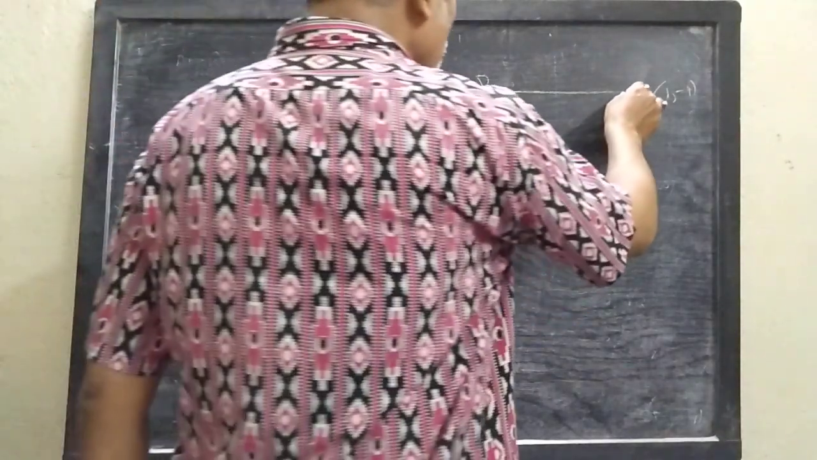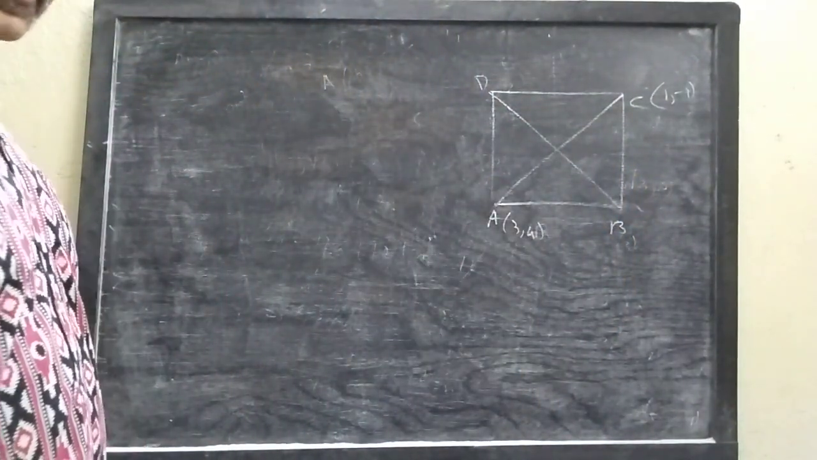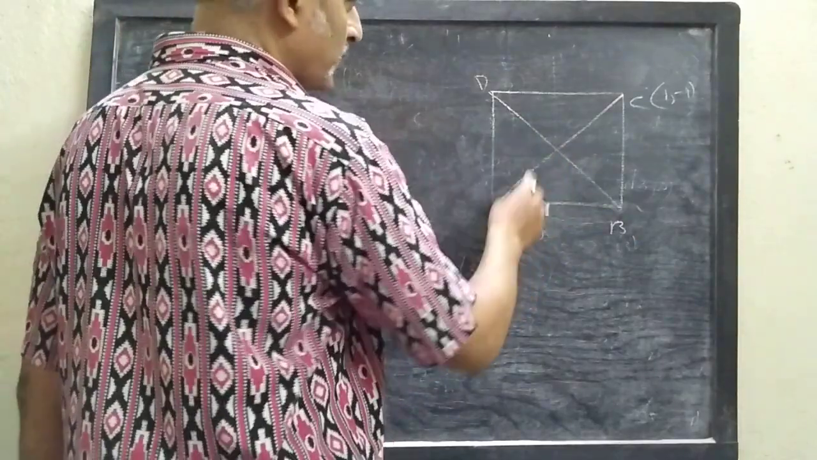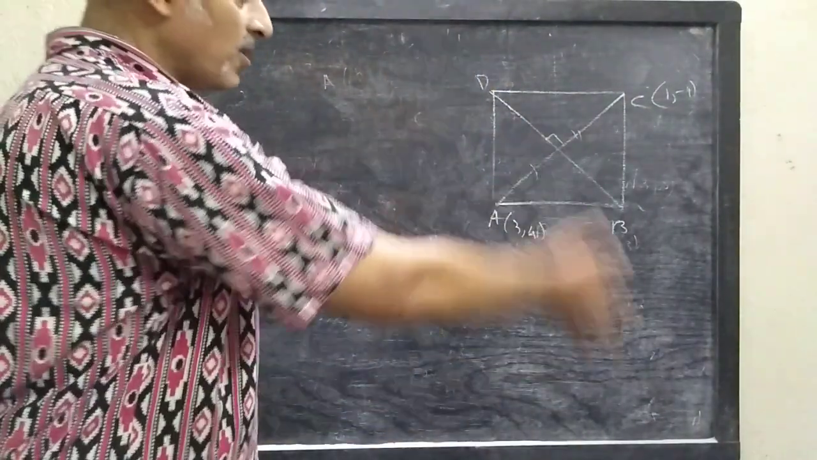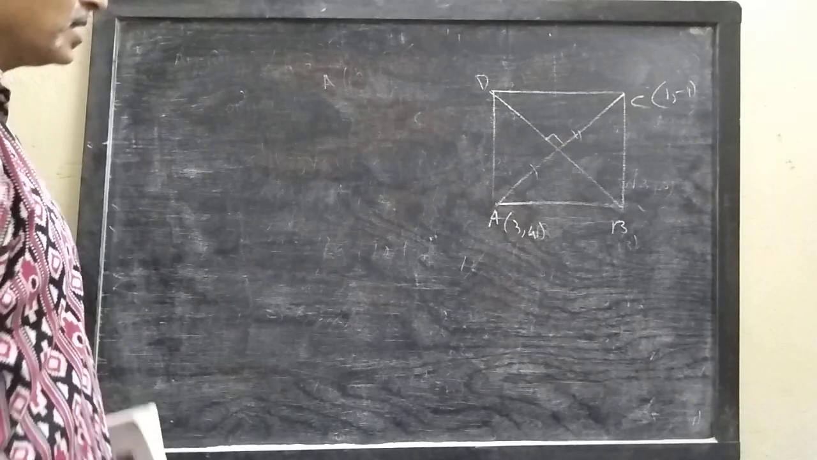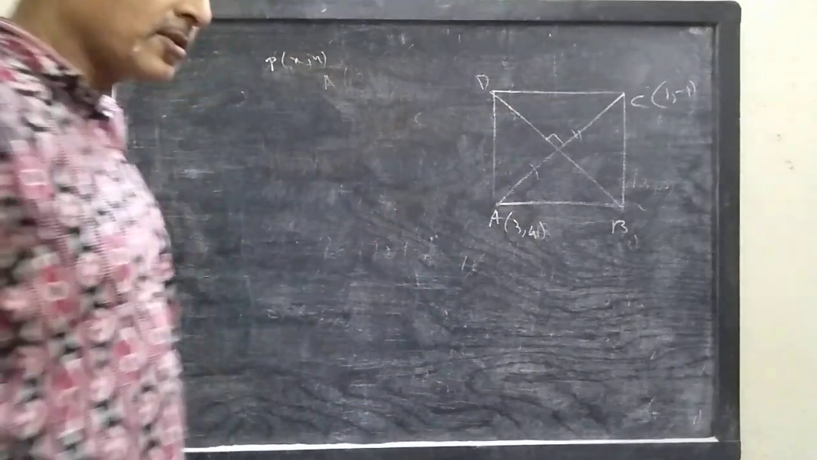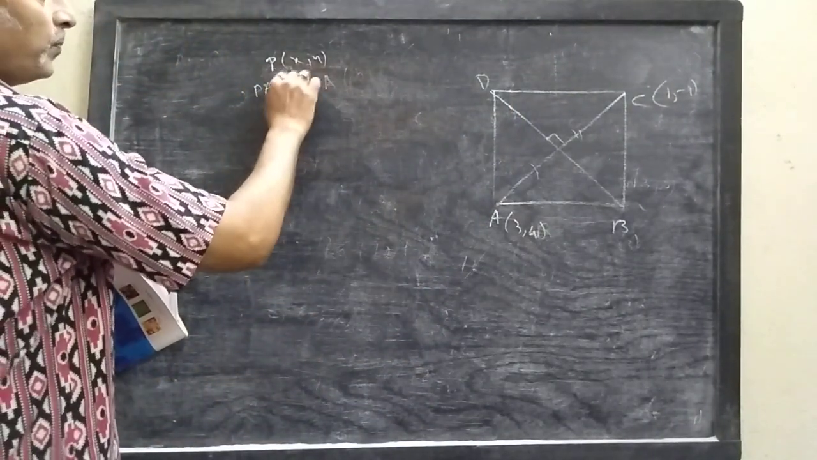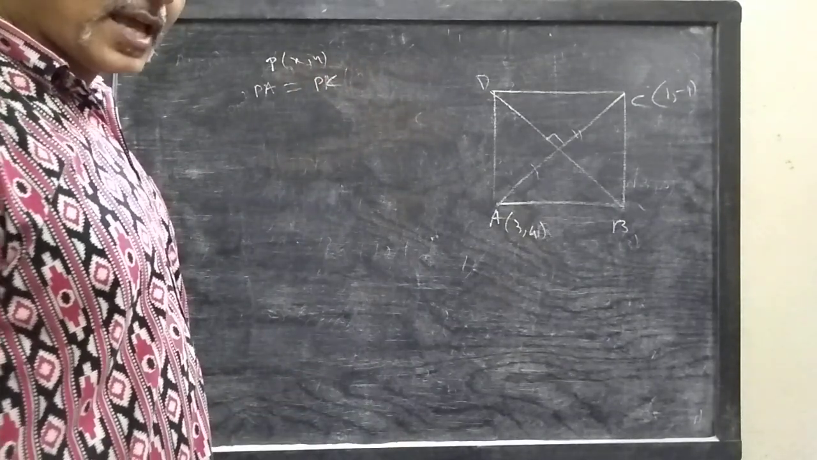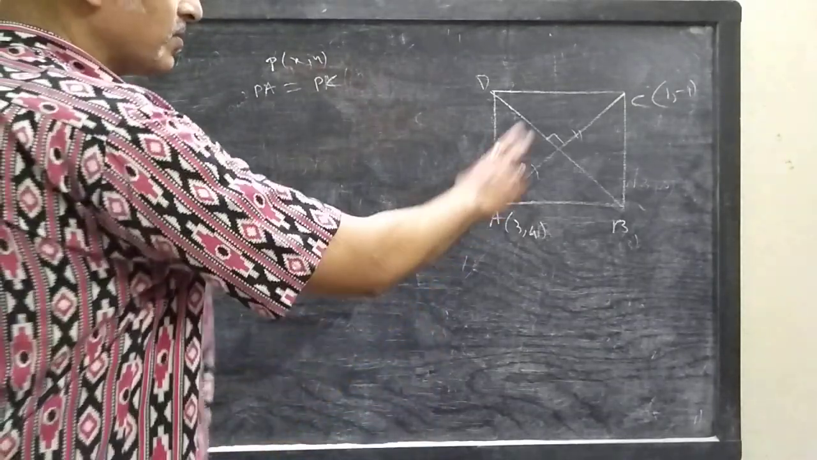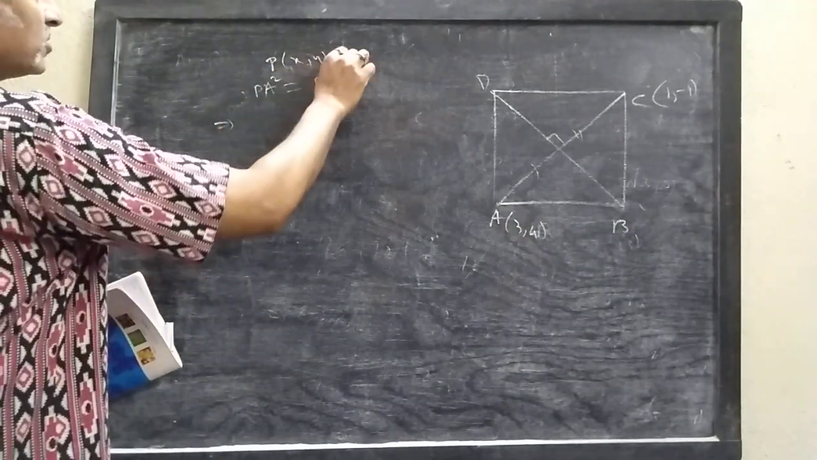Now look, by the property of a square, you know the diagonals of a square are perpendicular bisectors of each other. So it is obvious that the points B and D lie on the perpendicular bisector of AC. So let us first find the equation of the perpendicular bisector of AC. For this, let P(x, y) lie on the perpendicular bisector of AC. In that case, PA equals PC by property of perpendicular bisector. As we know, each and every point lying on the perpendicular bisector of a line segment is equidistant from the two ends of the line segment. So PA equals PC. That implies PA square equals PC square.